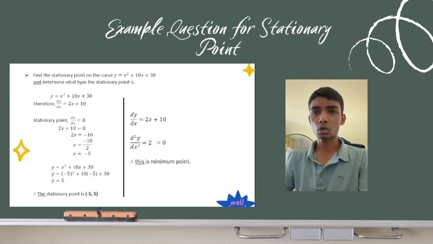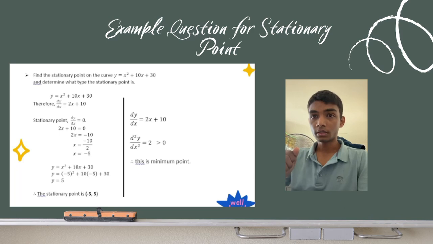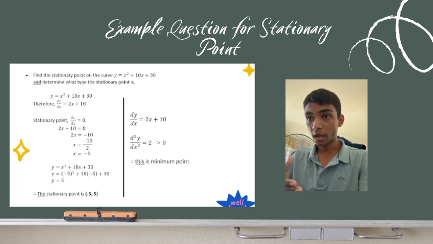Hello everyone, so today we'll be discussing an example question for stationary point. The question that I have stated is: find the stationary point on the curve y equals x squared plus 10x plus 30 and determine what type the stationary point is. So now let's solve this question.